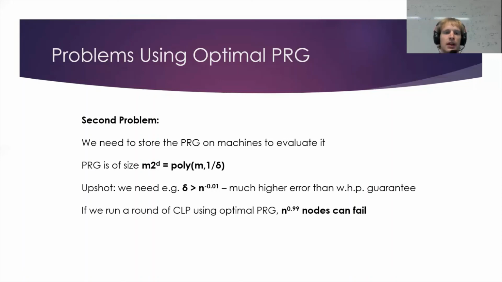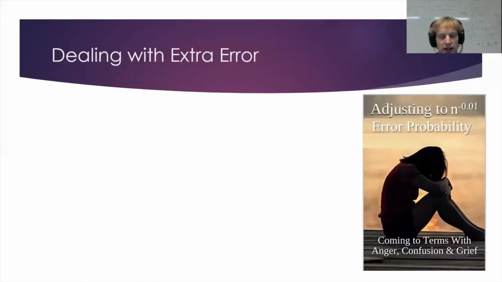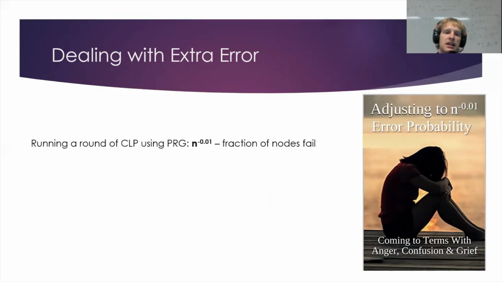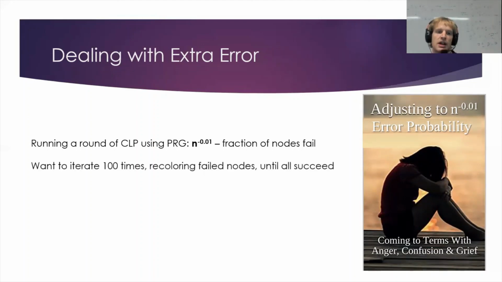What can we do about it? This is the main technical part of our paper. It's quite a long amount of technical work, so I'm just going to mention briefly the main ideas that we use to deal with this. As I say, if we apply our PRG, we get some of the nodes failing. What we want to do is just rerun the algorithm on the failed nodes.